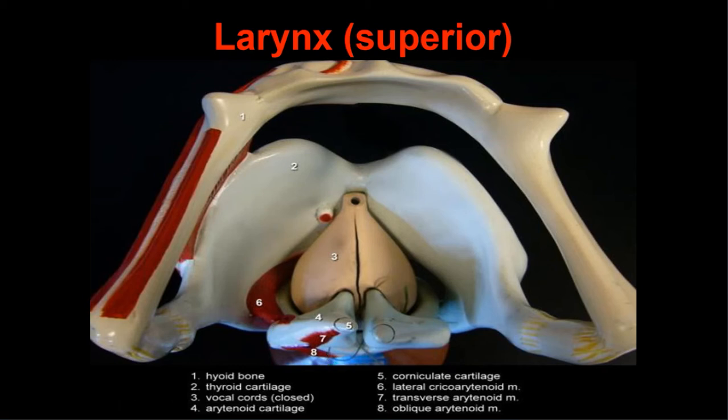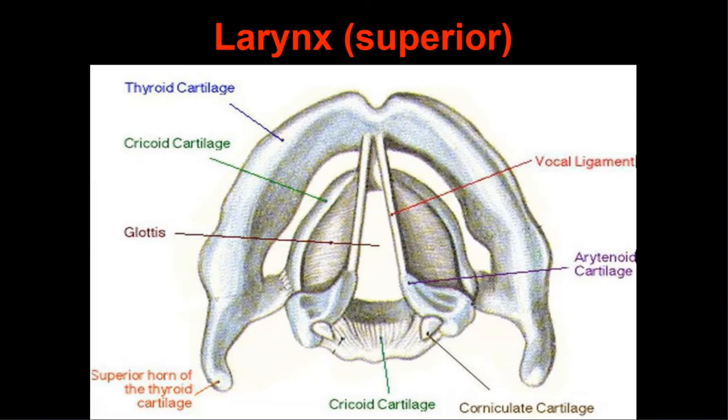So this is the superior view of the larynx. This is the same picture, superior view, schematic diagram: thyroid cartilage, glottis. So the glottis is nothing but the space between the true vocal cords, that is the glottis.